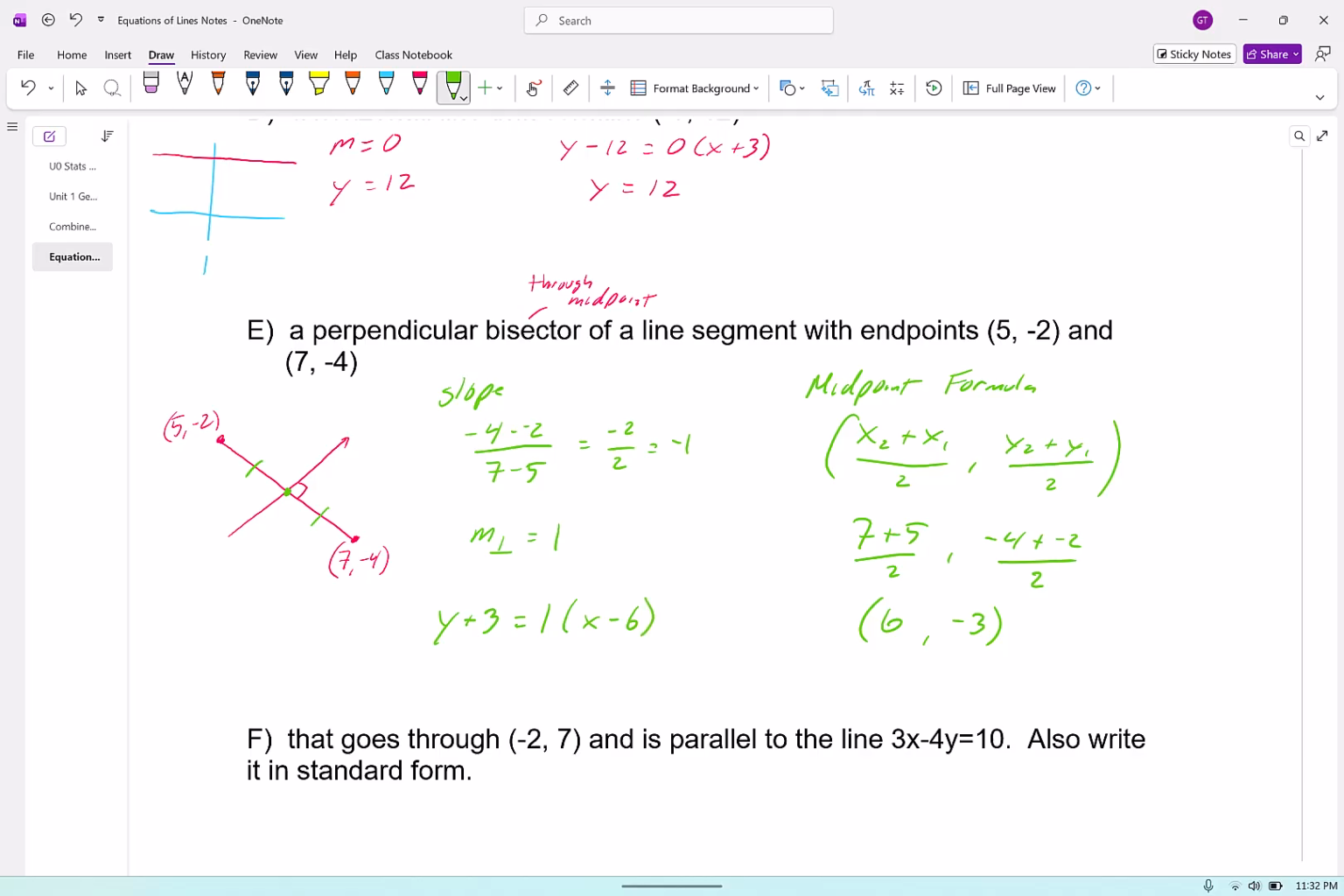Okay, so that is what my equation for the line is. That's a perpendicular bisector of the line segment.